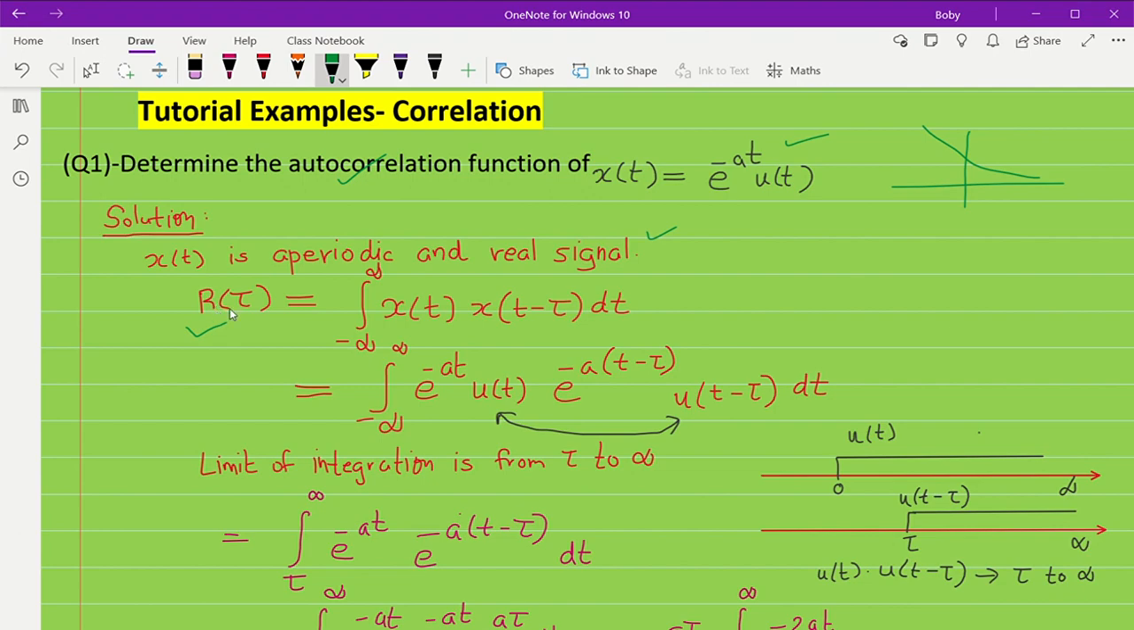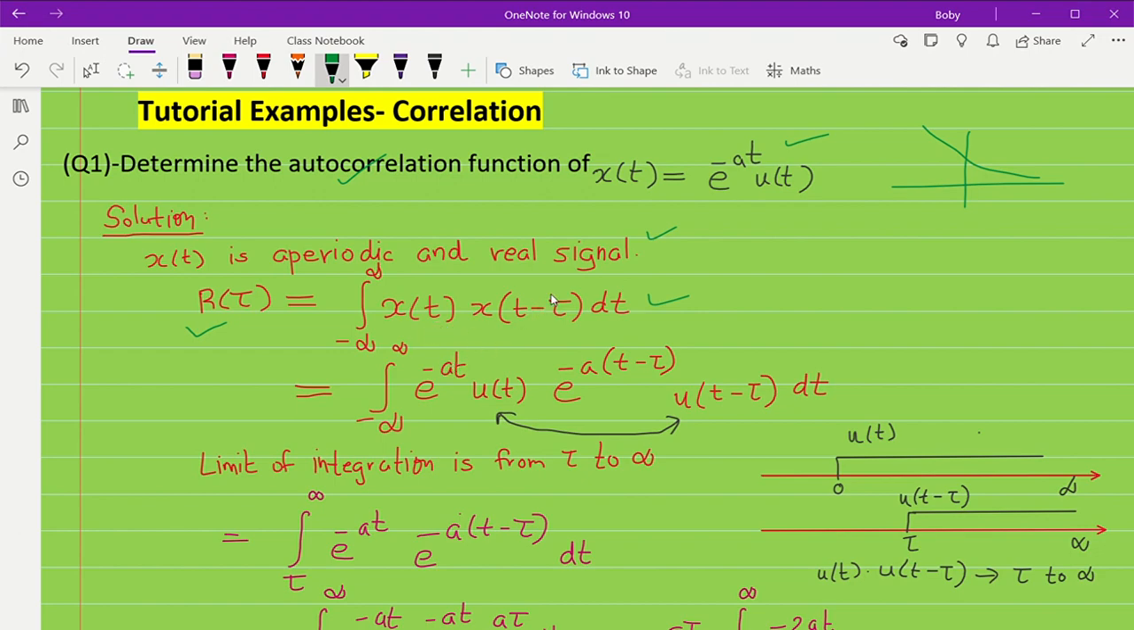That is r of tau is equal to integral minus infinity to infinity x of t x of t minus tau dt. Mostly in every case we use x of t minus tau. If the given signal is a complex valued signal, then we have to take the conjugate of the second one. Here, in the case of a real signal, there is no need to take the conjugate. We can directly use this equation.